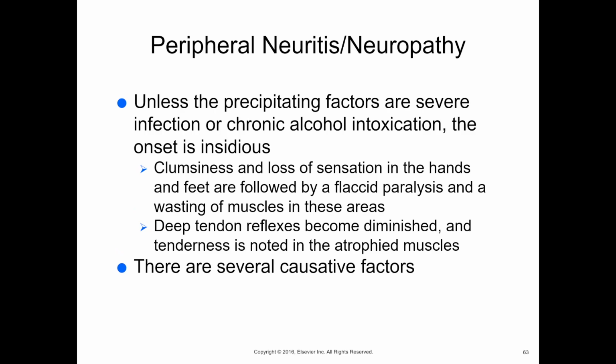Next, neuropathy or peripheral neuritis. That's degeneration of the peripheral nerves. There's multiple things that can cause it. Things like chronic alcohol intoxication, which is related to B12 deficiencies, like we talked about before. You can also have heavy metals like lead and arsenic. You can have the inflammatory arthropathies that we talked about before. Conditions like gout, rheumatoid arthritis, and lupus can all cause neuropathy.